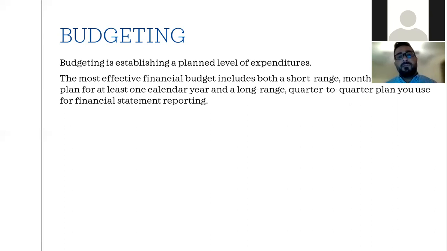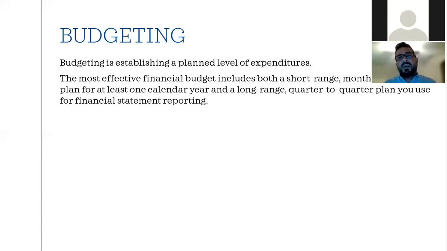Okay, the most effective financial budget includes both a short range, month-to-month plan for at least one calendar year and a long range, quarter-to-quarter plan that you can use for your financial statement reporting. What that basically means is that to be effective, you want to do two types of budget. The first, you're going to do short range, maybe month to month. You work on your budget for the month of September. What are your expenses? What are the planned level of activities that you're going to have? You're going to write that all down.